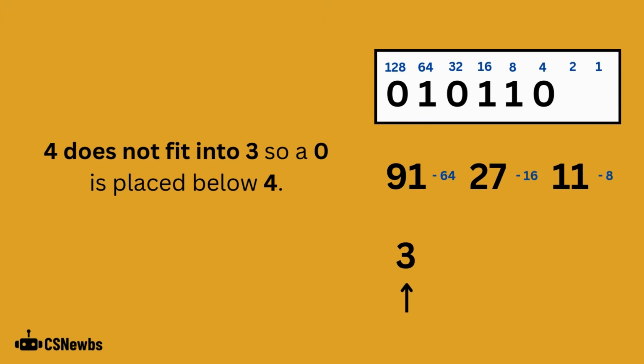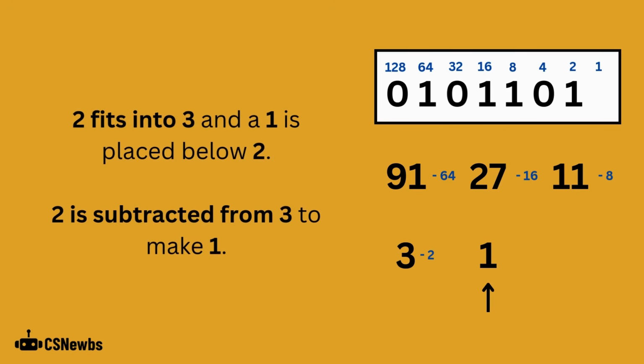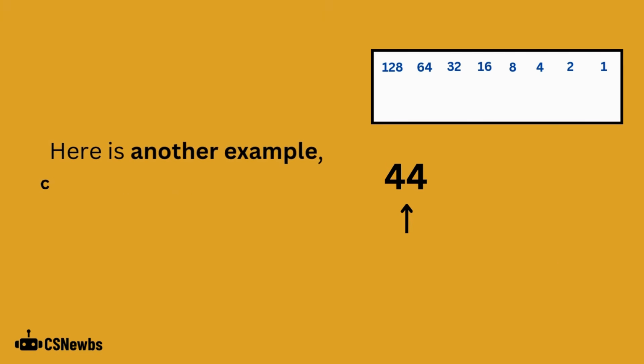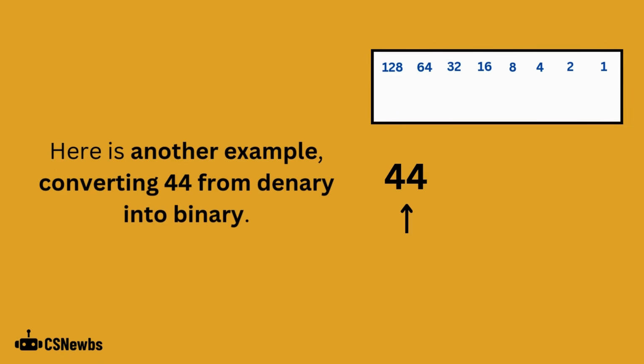4 does not fit into 3, so we write a 0 beneath the 4 place value. 2 fits into 3 and a 1 is written below the 2 place value. 2 is subtracted from 3 to make the new denary value of 1. 1 fits into 1, so we place a 1 below the 1 place value. Subtracting 1 from 1 makes 0, completing the entire conversion. So 91 is the same as 01011011. Here is another example, converting 44 from denary into binary.